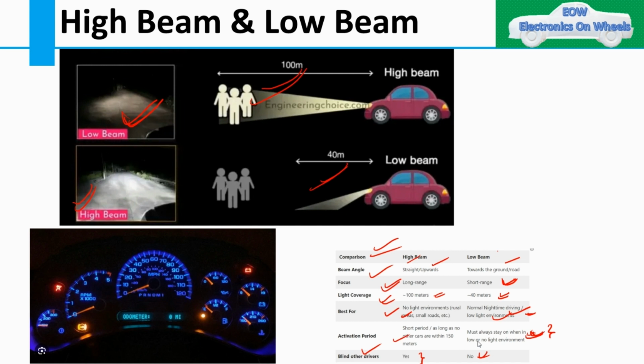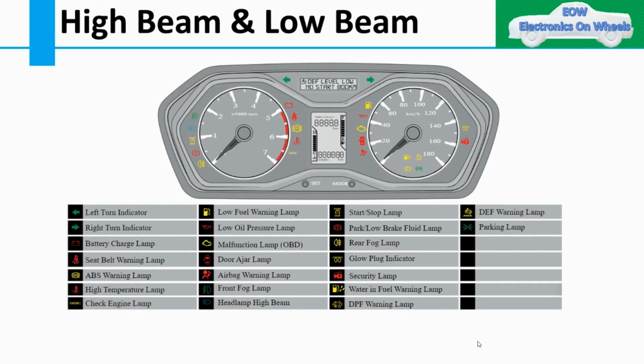So I hope you understand the function of the high beam and low beam lamps. Let's move to the cluster. In the cluster you might have seen this type of telltale. We call it a telltale in technical terms, but you can also call it a symbol or an indication. This particular symbol is called the left turn signal and right turn indicator.